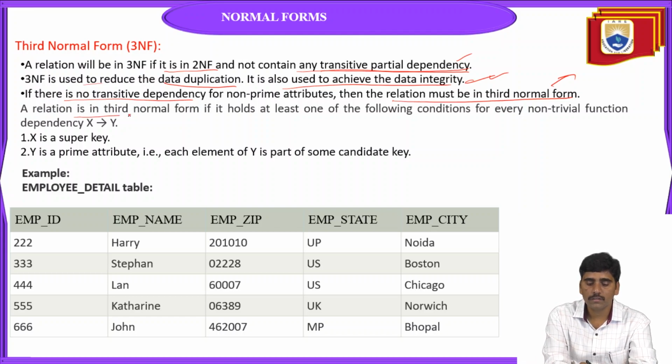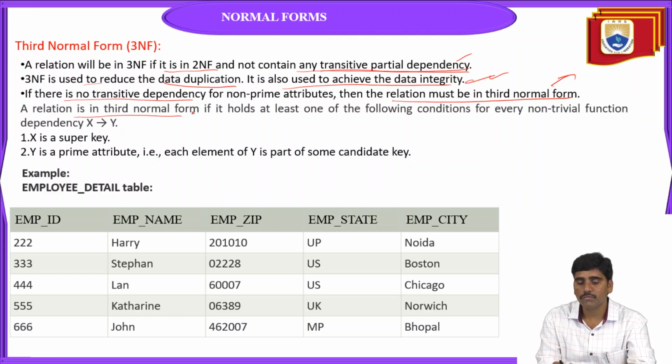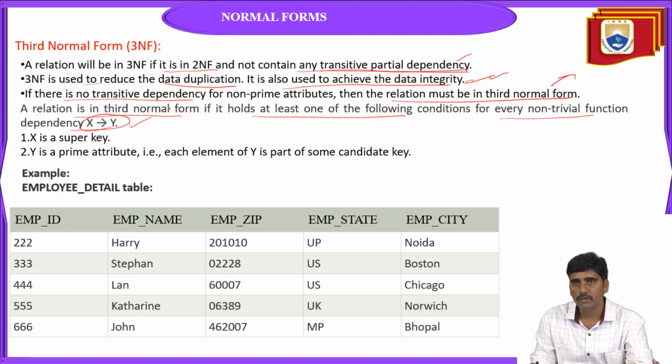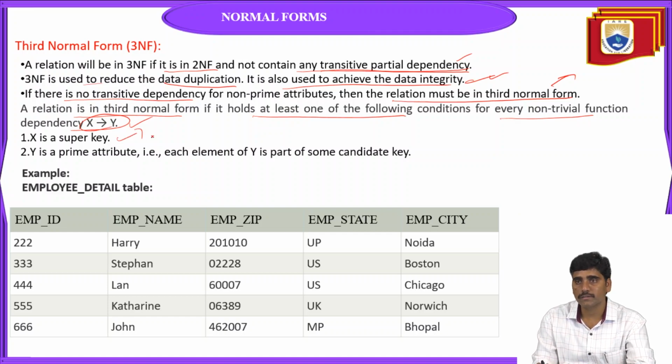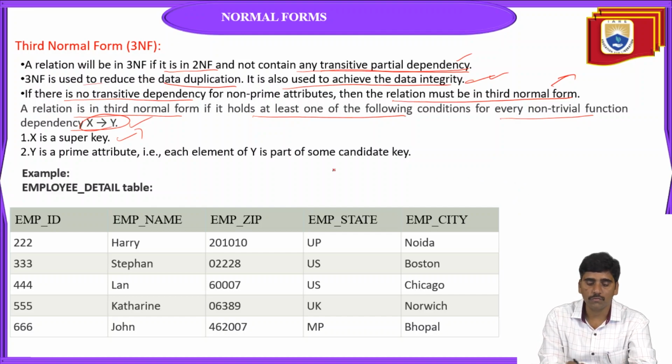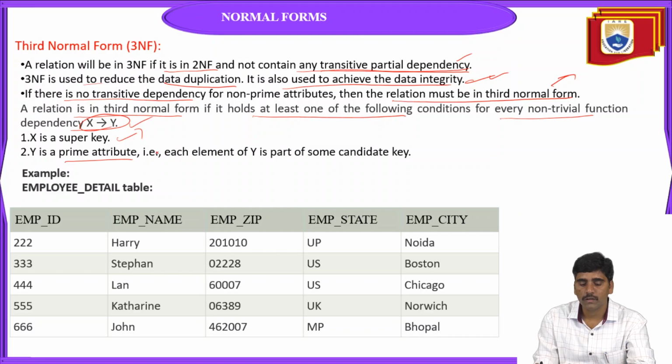A relation is in third normal form if it holds at least one of the following conditions for every non-trivial functional dependency X to Y. Either X is a super key, or Y is a prime attribute, that is, each element of Y is part of some candidate key.